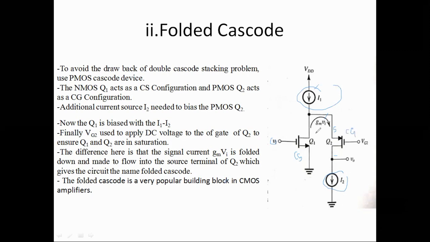Understood? Now Q1 is biased with I1 minus I2, and VG2 is the DC voltage applied to the gate of Q2 to ensure that both Q1 and Q2 are in saturation. The analysis of this circuit is the same as the previous cascode circuit, but it is very useful in CMOS amplifiers. This is also CMOS, because this one is NMOS and this one is PMOS.